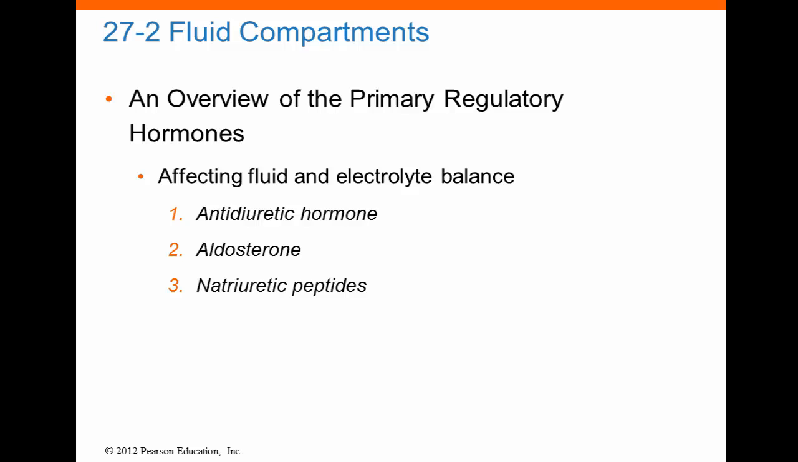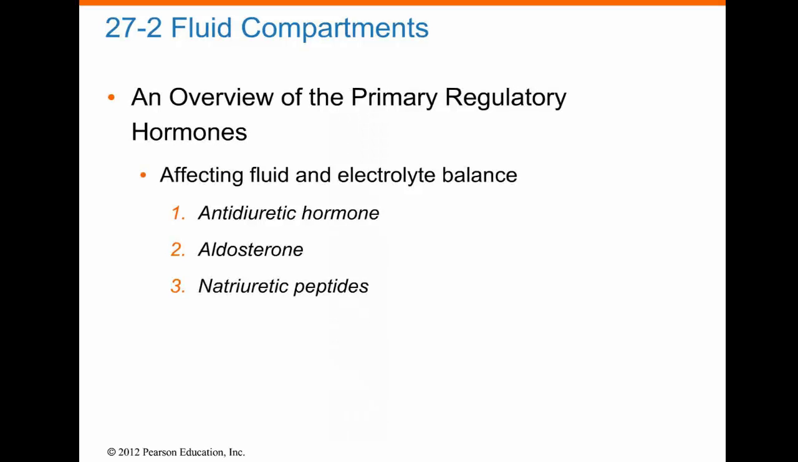Okay, so now the primary way in which hormones are actually involved in affecting fluid and electrolyte balance. Hormones are chemicals that are secreted by particular organs in the body, travel via the bloodstream, and affect different organs. The three that we're going to be looking at today are antidiuretic hormone, aldosterone, and natriuretic peptides.